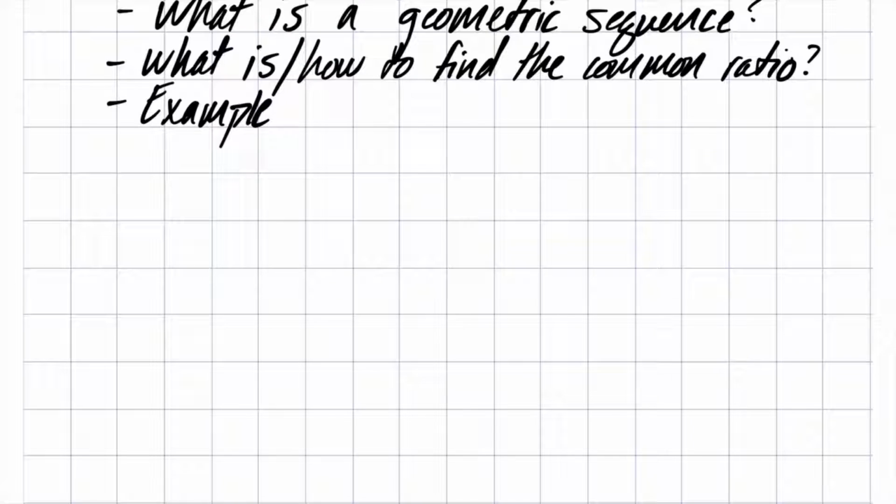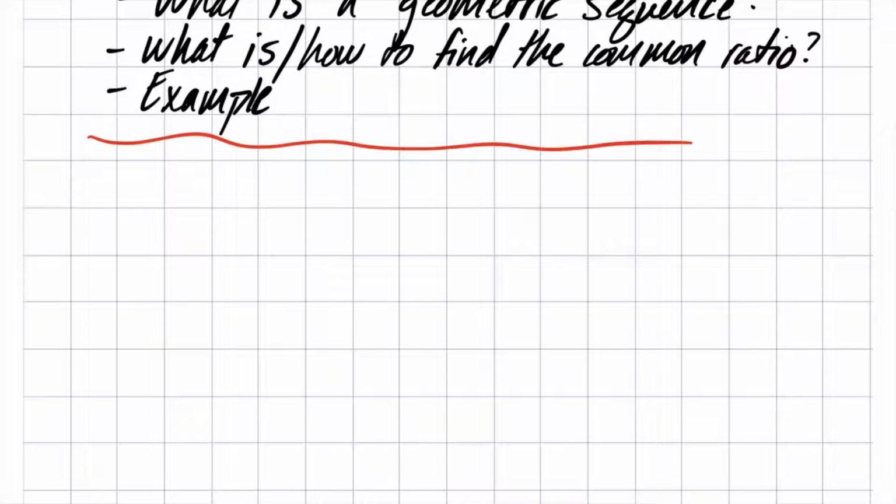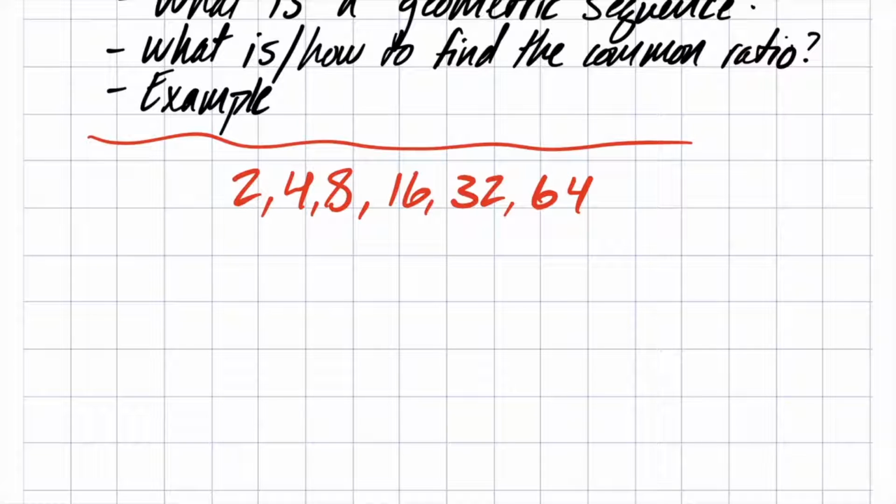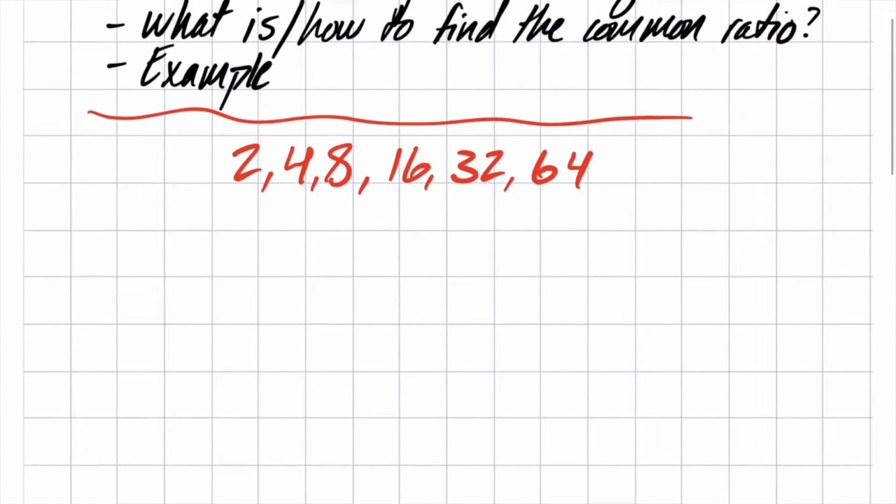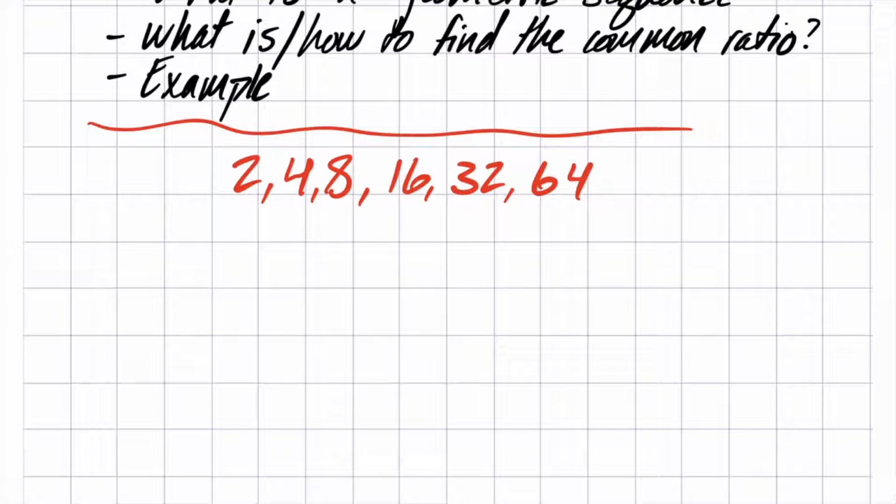What is a geometric sequence? Okay. So I'm just going to give you a simple example. 2, 4, 8, 16. This is a geometric sequence. Now just by looking at it, you're going to say, well, it's just numbers, right? And yeah, it is just numbers, but it's a sequence of numbers that has a specific pattern to it. Okay. So that specific pattern is what the common ratio is.